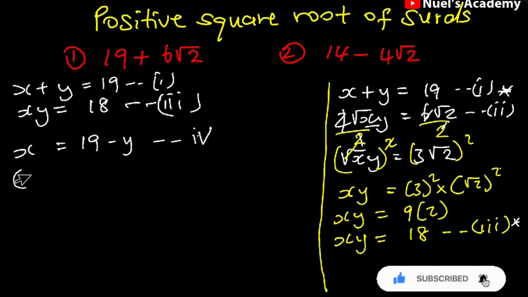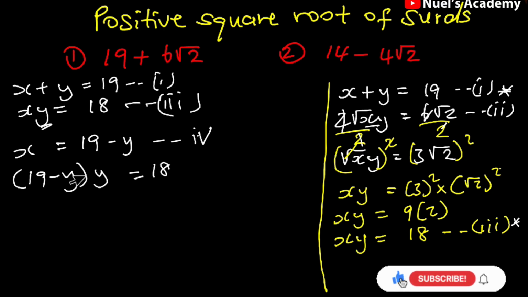Anywhere you see x in equation III, you replace it with 19 minus y. So if we do that, we're going to have 19 minus y, multiplied by y, which is this y here, then equals this 18. Alright, so let's distribute y. 1 times 19 is 19y, then minus y times y is y squared, then equal to 18.